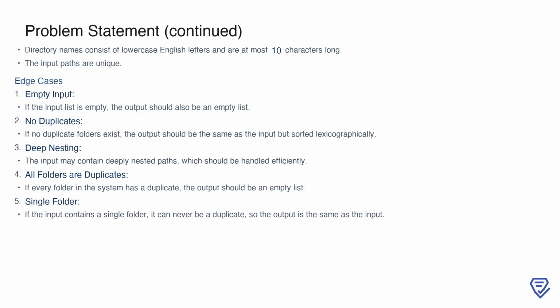If no duplicates exist, the output will be the same as the input, but sorted lexicographically. The solution must also efficiently handle deeply nested paths, where many levels of subfolders are involved. Finally, if every folder in the system has a duplicate, the output will be empty, and if there's only a single folder, it cannot have a duplicate, so the output will simply match the input.